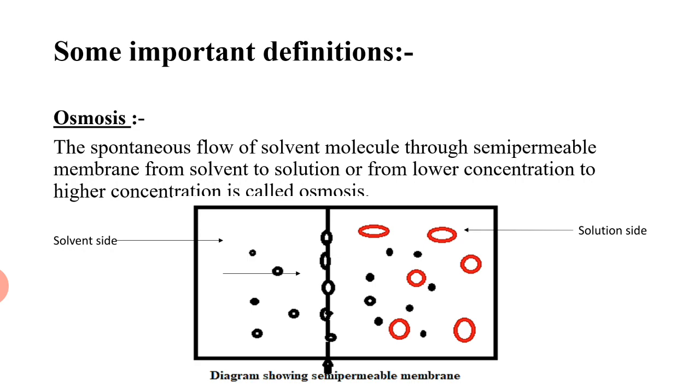So the arrow from the left-hand side shows there is a continuous flow of solvent molecules through the semi-permeable membrane from the solvent side to the solution side. So this process is known as osmosis. Next definition is the osmotic pressure.